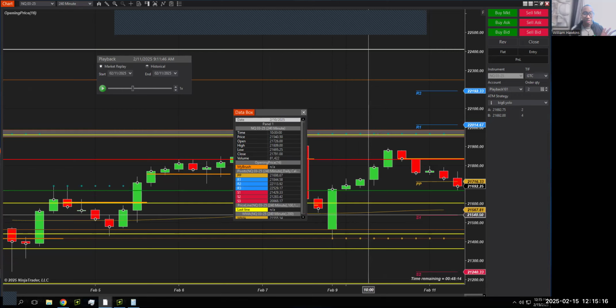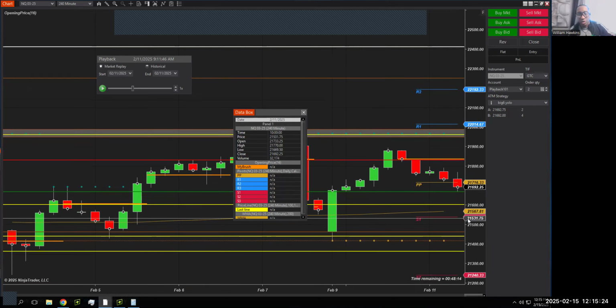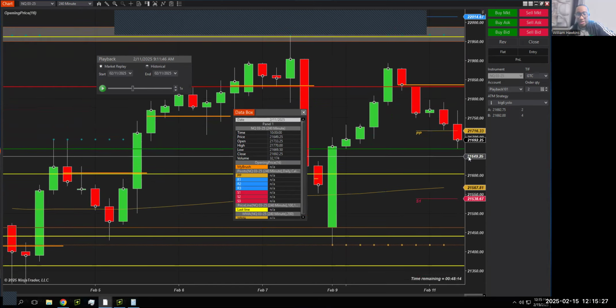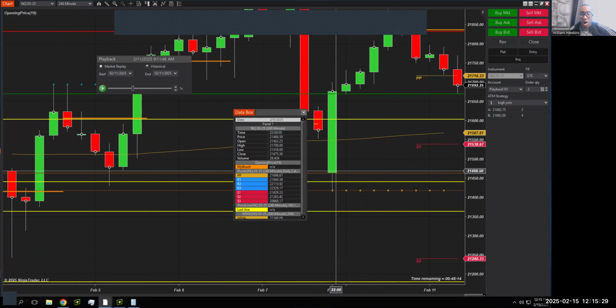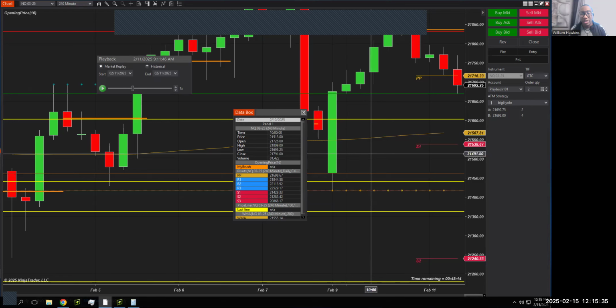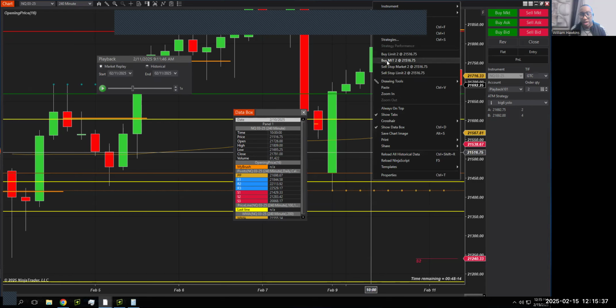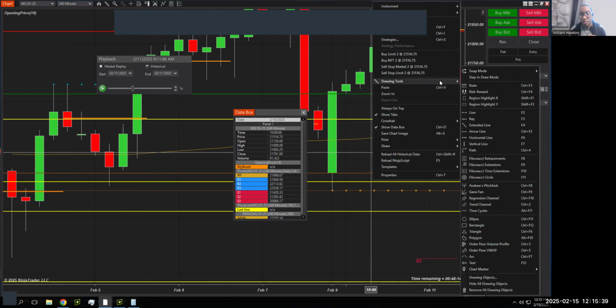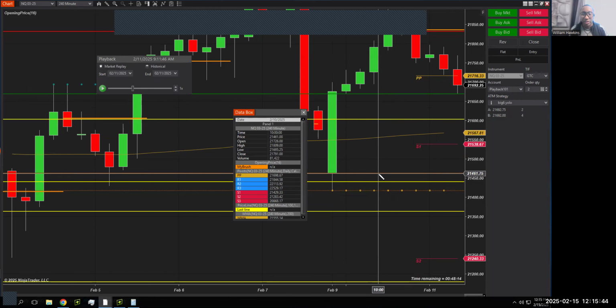Now, a little extra information that's not in the course: if you watch people online, you hear them talk about zones and stuff like that. So even with the triple threat, even though you mark the open, which is a good area to buy the market if it comes down here, you can also zone the wick, right? So how you zone the wick, you go to drawing tools, region, highlight Y, and you can literally put a zone.